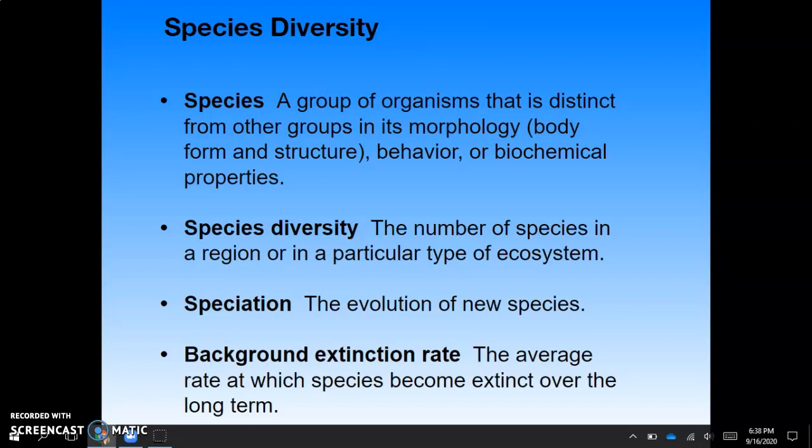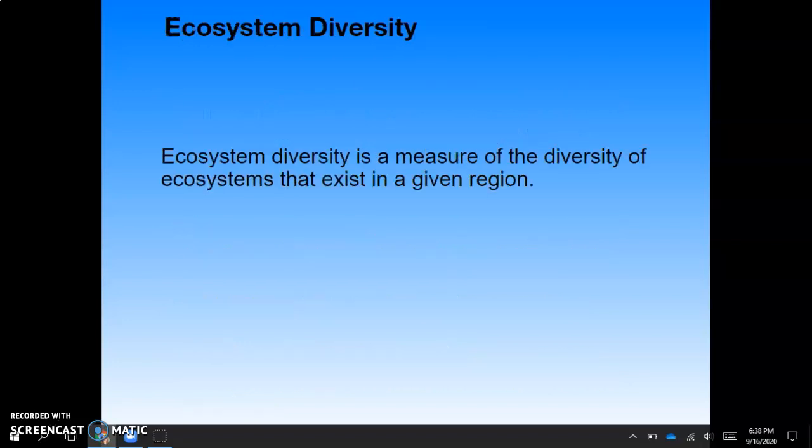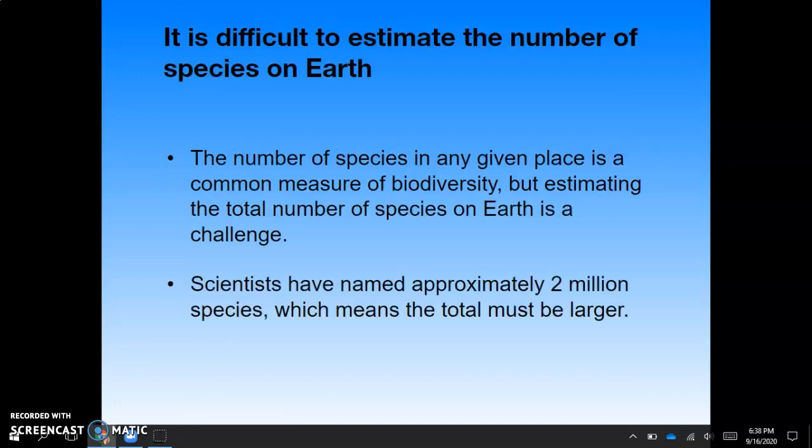And then the background extinction rate is the average rate at which species become extinct over the long term. So every day different species go extinct, and there is a certain measure of that that we can have going on in the background. But recently, extinctions have been on the rise. Ecosystem diversity is just a measure of the diversity of ecosystems that exist in a given region. And it's difficult to estimate the number of species on Earth.